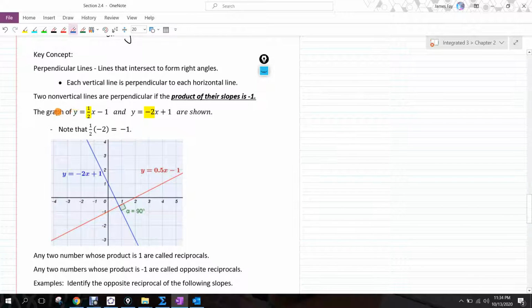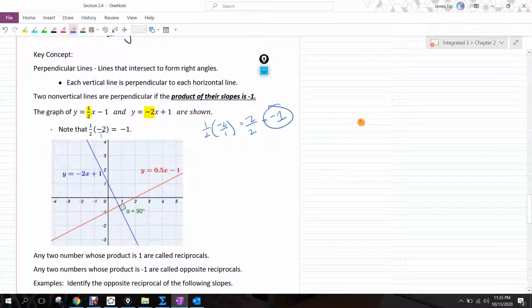So if I look at the slopes of these two lines, and I take 1/2 times negative 2 over 1, that gives me negative 2. We multiply straight across the top, so we get negative 2 over positive 2, and that reduces to negative 1. Got a product of negative 1, and that tells me that my two lines have to be perpendicular.